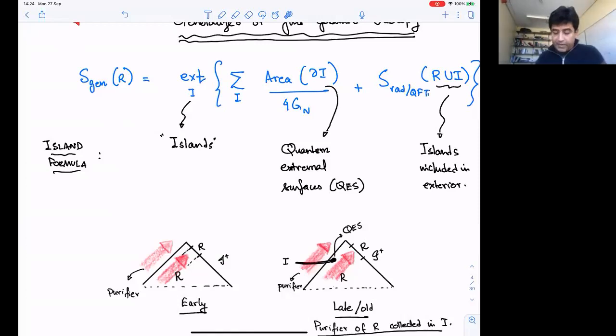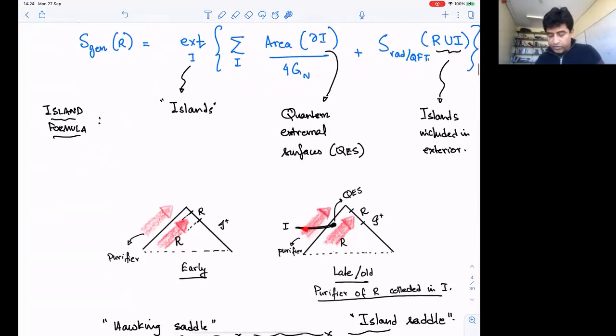By introducing the notion of these islands, which appear through these semi-classical wormhole saddles, you have essentially introduced a way to collect the purifiers of the Hawking radiation from behind the horizon. And what that's doing is basically turning the Page curve around.